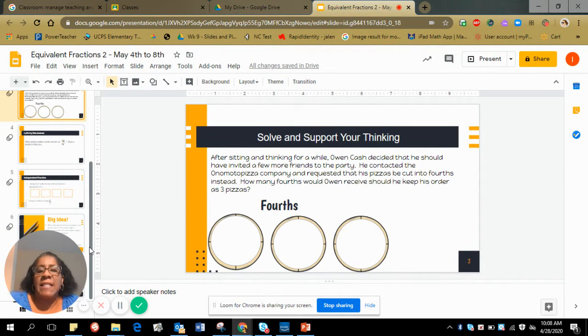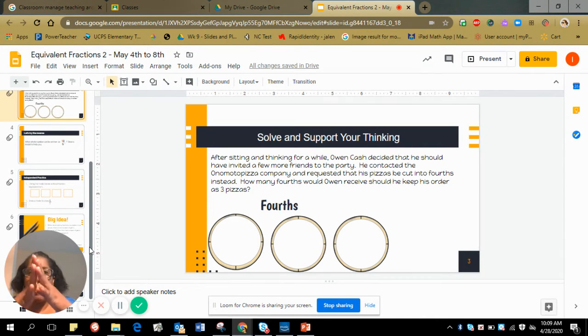So after sitting and thinking for a while, Owen Cash decided that he should have invited a few more friends to the party. He contacted the Automata Pizza Company and requested that his pizzas be cut into fourths instead. How many fourths would Owen receive should he keep his order as 3 pizzas?